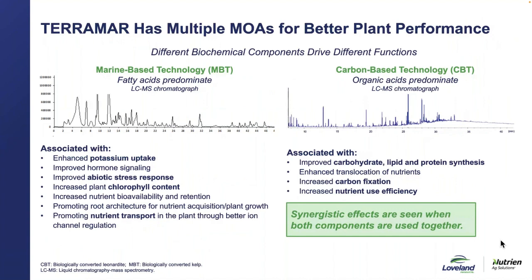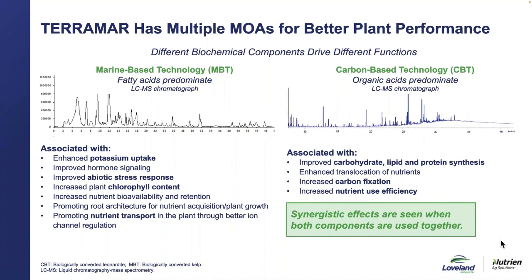So as you know, Terramar has two very distinct components. We have a marine-based component from kelp, and we have a carbon-based component from leonardite, and they have very different chemistries associated with them. You can see the mass specs of both of those. But what I want you to really hone in on and understand on this slide are what those chemistries, those functionalities, what are they associated with related to plant growth.